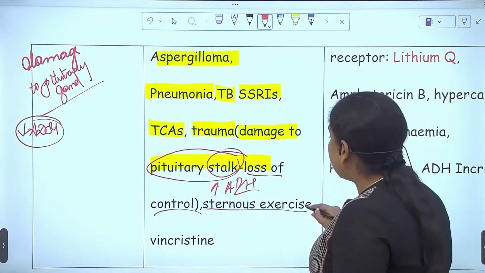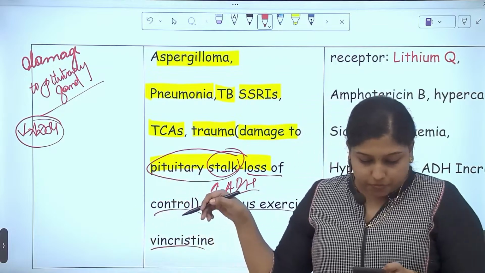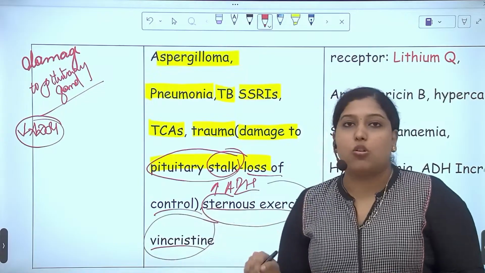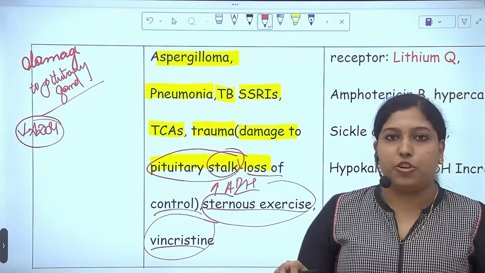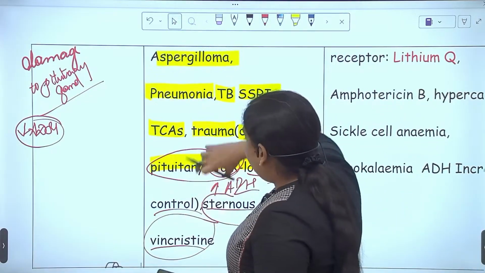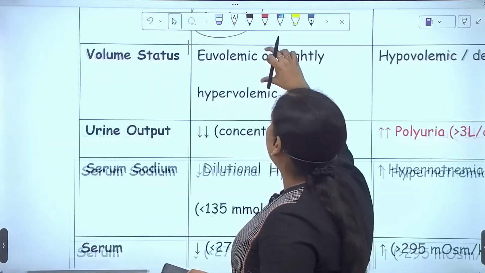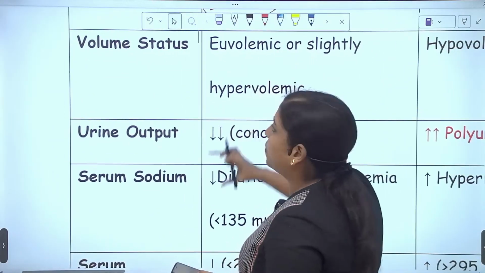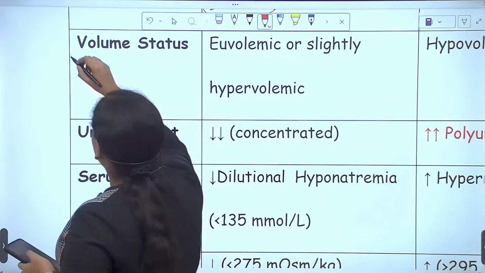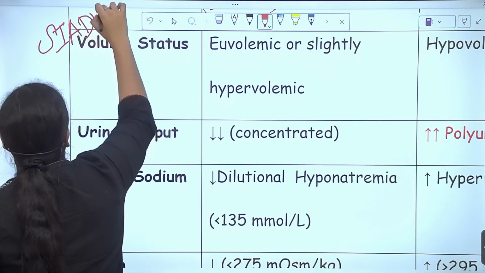Next is strenuous exercise and the drug vincristine. Strenuous exercise and vincristine are also important causative factors for your SIADH, right? So coming back to the important elements, this is where MCQs are going to come to you. And we are clearly describing SIADH, right?